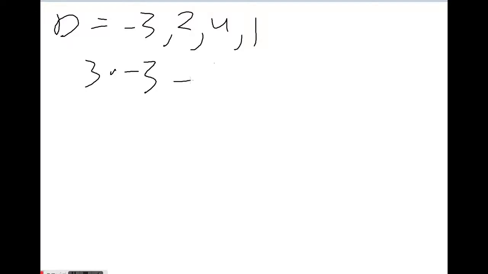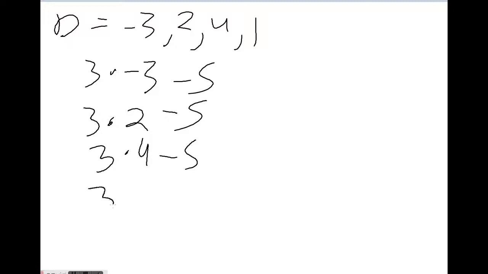15 to 19. So we have the following domains: negative 3, 2, 4, 1. We have to solve the following. If f of x is 3x minus 5, that's easy. Our domain is the input, so all we do is replace x with that number. So we have 3 times negative 3 minus 5. That's one problem. 3 times 2 minus 5. Another problem is 3 times 4 minus 5. Another problem is 3 times 1 minus 5.